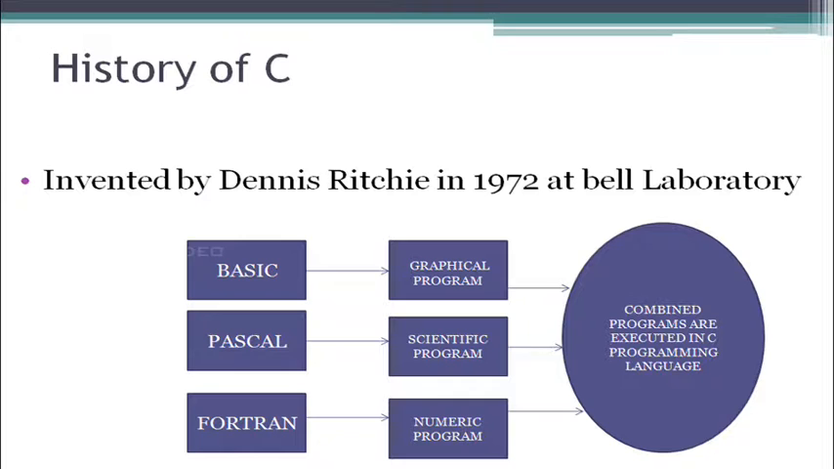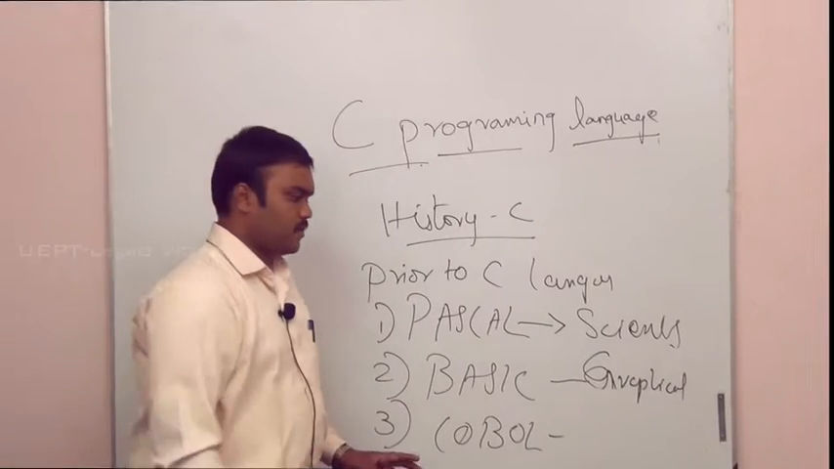Here Pascal was used for doing some scientific calculations, whereas Basic is used to do the process of graphical programs, whereas COBOL is actually meant for business operation programming.